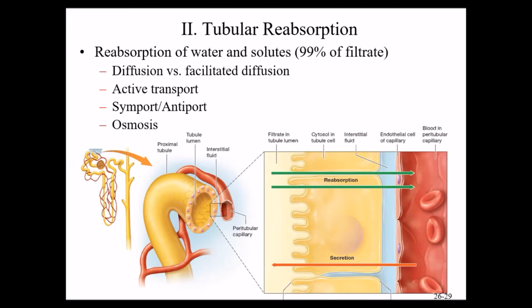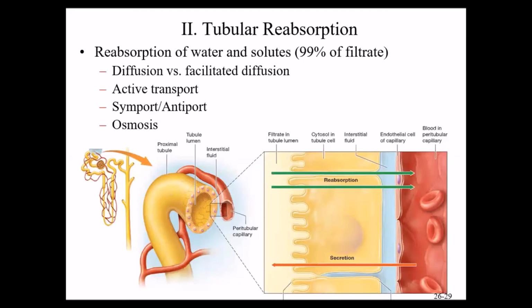Symports and antiports, this is when you are transporting molecules. Symport means the same direction, so this is at least 2 molecules or 2 ions going in the same direction across a membrane. Antiport is also 2 molecules, but they're going in opposite directions. For example, the sodium-potassium pump most of the time is an antiport. You're pumping sodium out and potassium is going in.